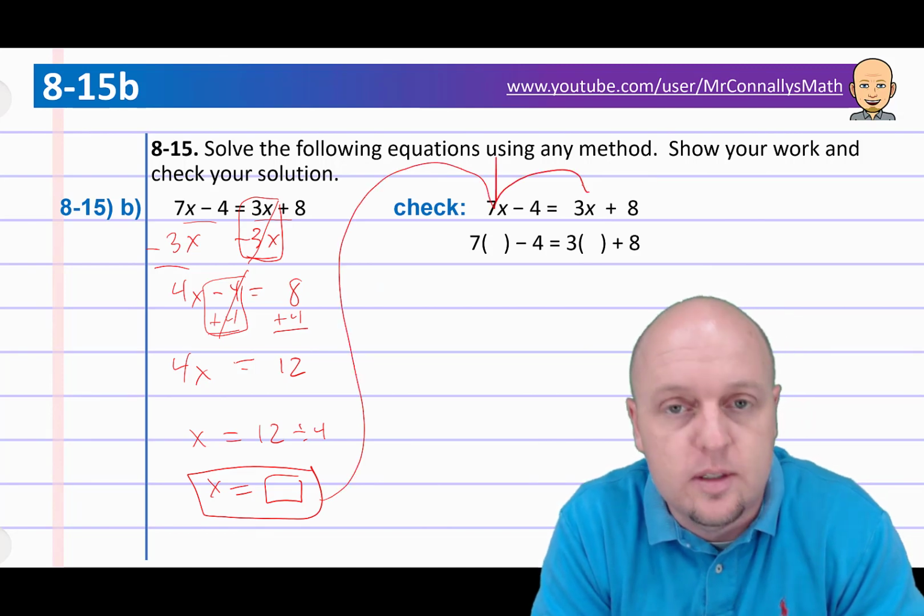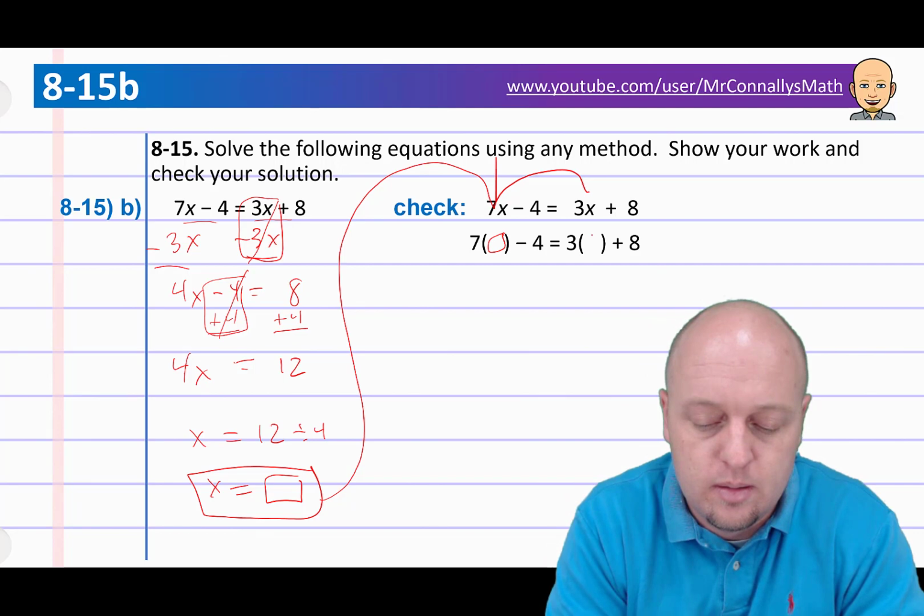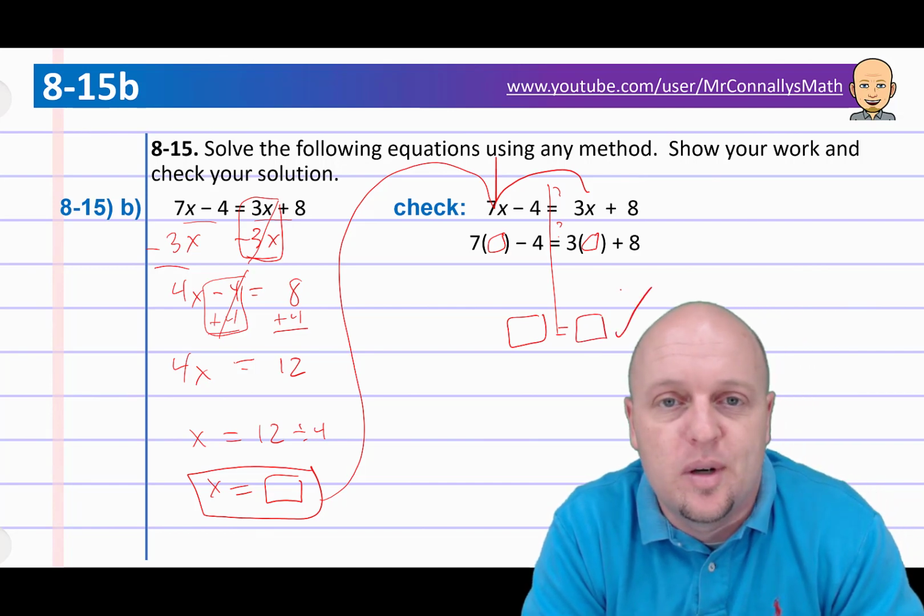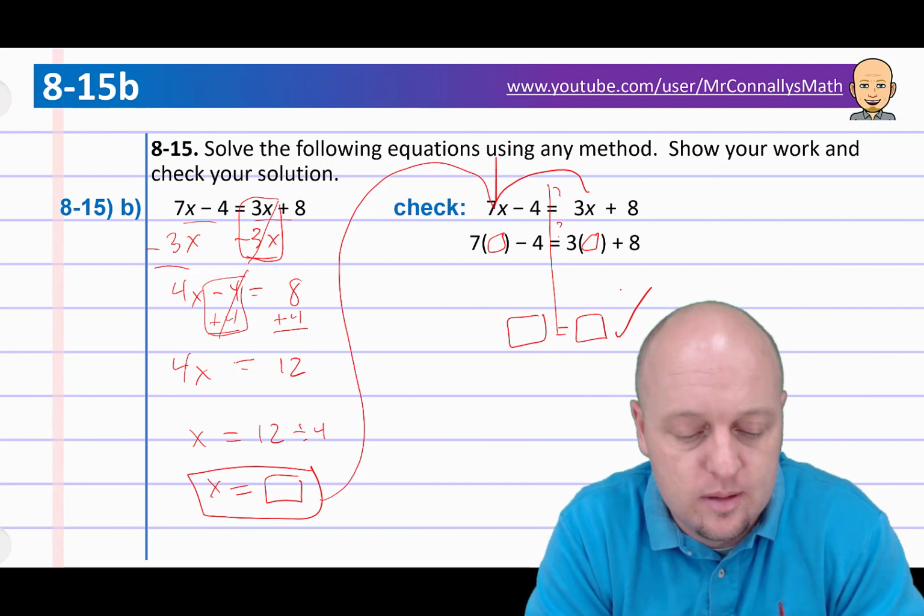And then go ahead and substitute that number back in. Make sure both sides are the same number. All right, pause to finish that up. Let's go to the next one.